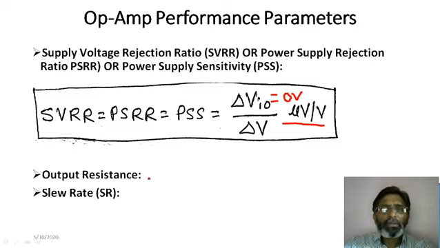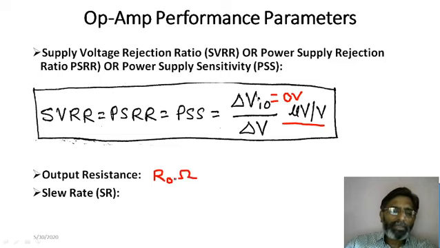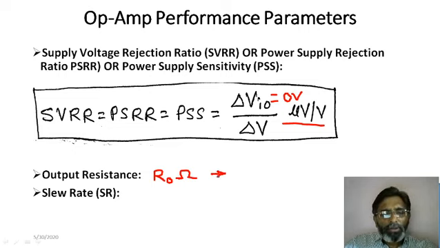Then the next performance parameter is the output resistance, which is another very important parameter, and we represent it as RO. This output resistance is basically the resistance measured between the output terminal and the ground when the output voltage source, that is A into VID, is short circuited. That is known as the output resistance. For any good voltage amplifier, this RO should be as small as possible. So the op-amp is also designed in such a way that its output resistance is very small. For an ideal op-amp it should be 0, and for a practical op-amp it should be as small as possible.